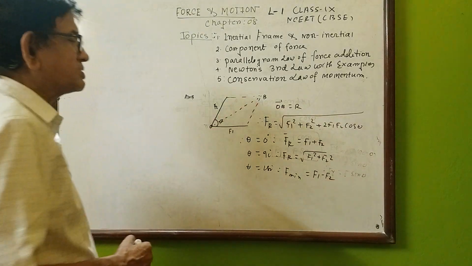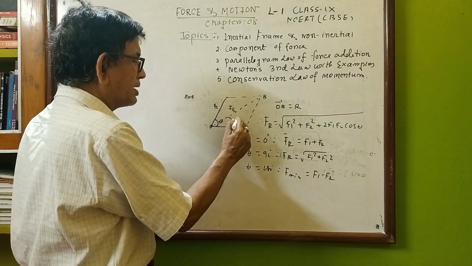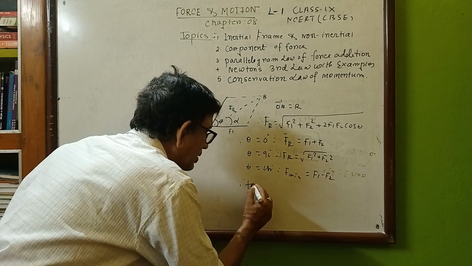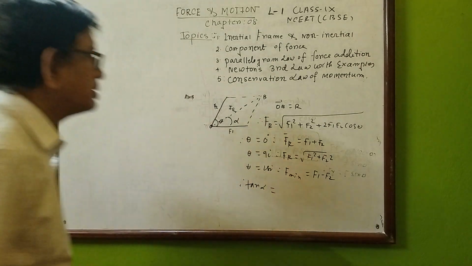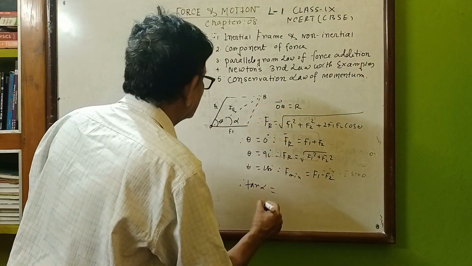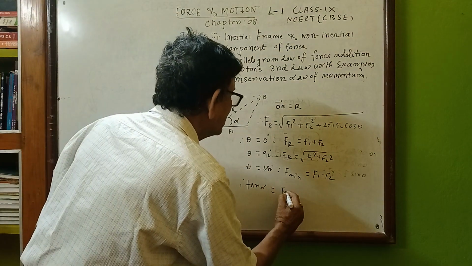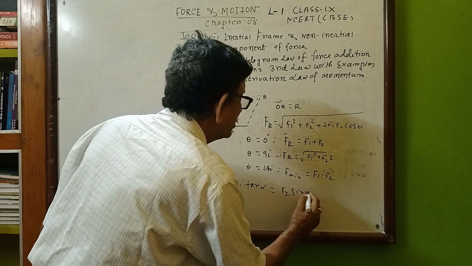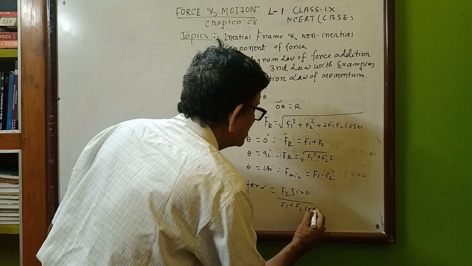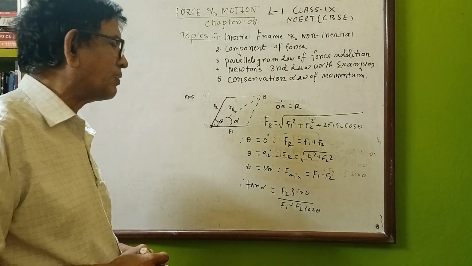Now this resultant force makes some angle alpha with F1. Then we get tan alpha equal to F2 sin theta divided by F1 plus F2 cos theta. Always remember this formula, you will face it again in class 11. Clear? So the direction of the resultant I have obtained.